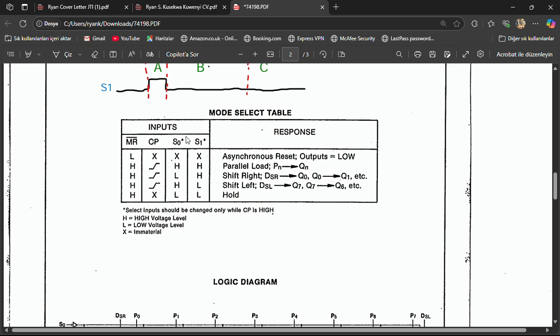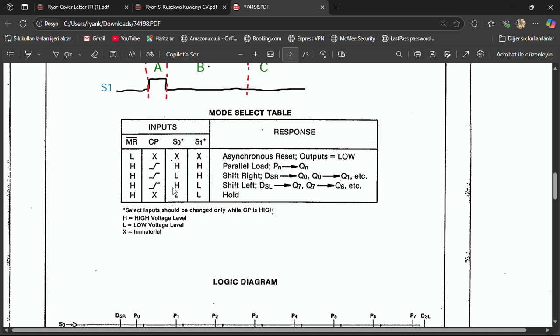So now the second one is when S0 is low and S1 is high. That's when we're going to have a right shift, or shifting to the right, which is actually what I'm doing right now. So let's maybe go back. Okay, wait. Let me just finish this, and then I'm going to go back real quick to demonstrate the modes in action.